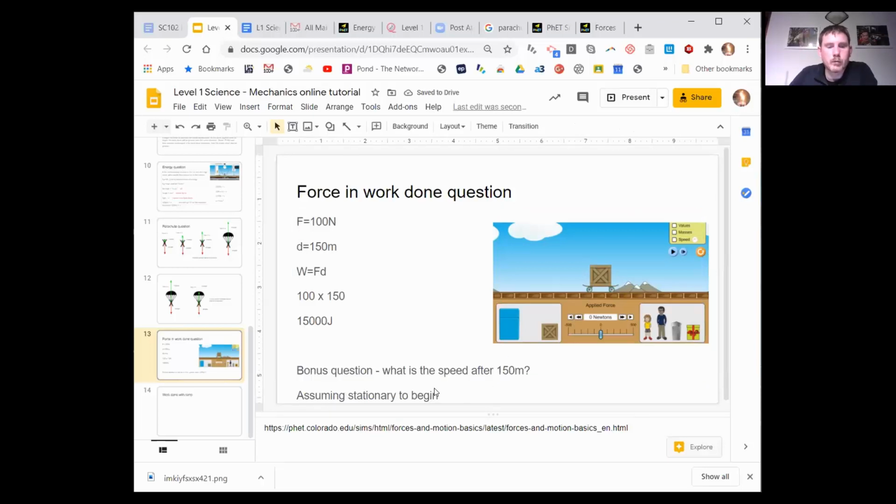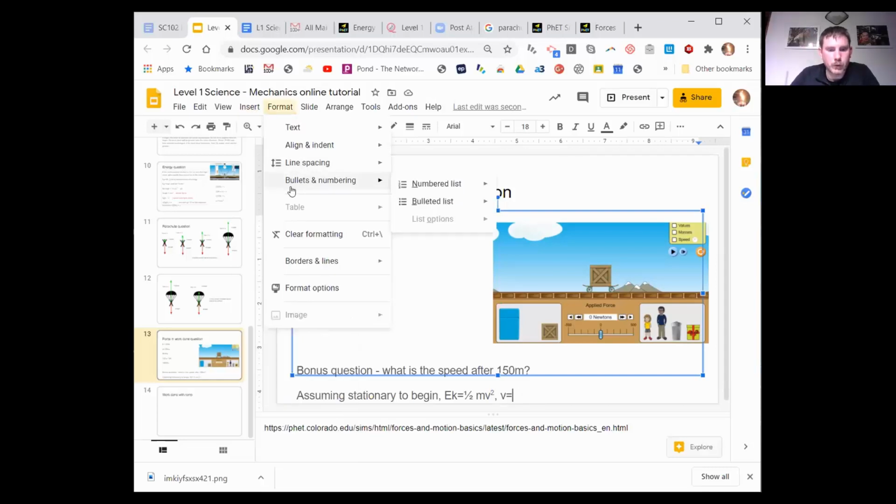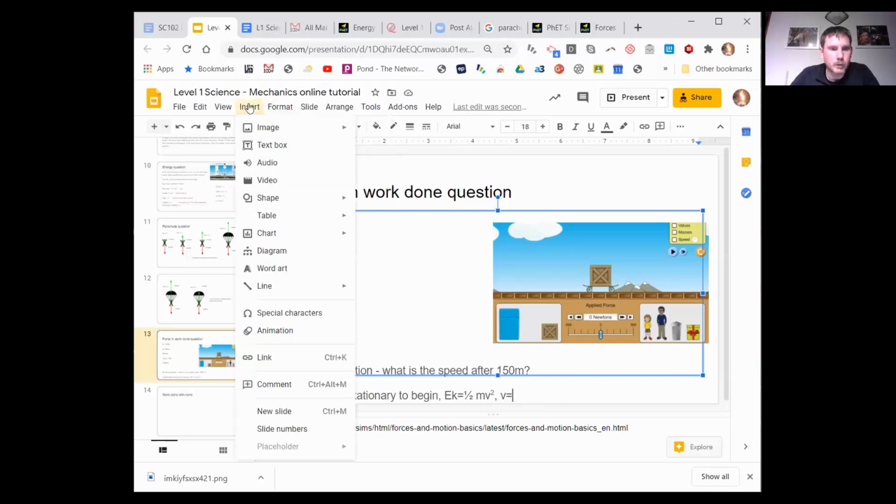I would say that we've applied 15,000 joules of energy, and we could say that EK equals half mv squared. And so we can use that equation to work out the velocity. And so we'd rearrange that, and it becomes v equals the square root of 2EK over m. So I'm just going to insert the right symbol here.